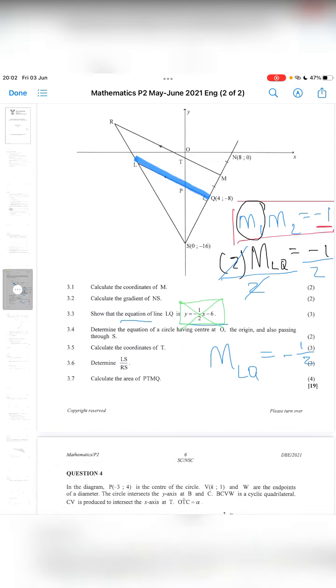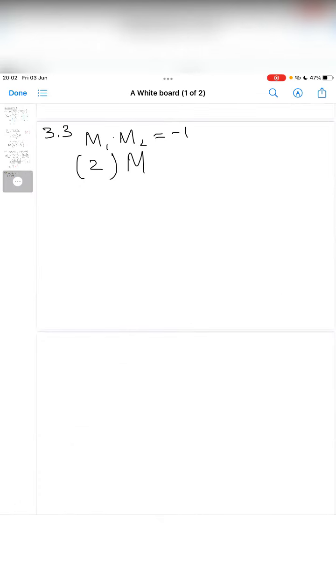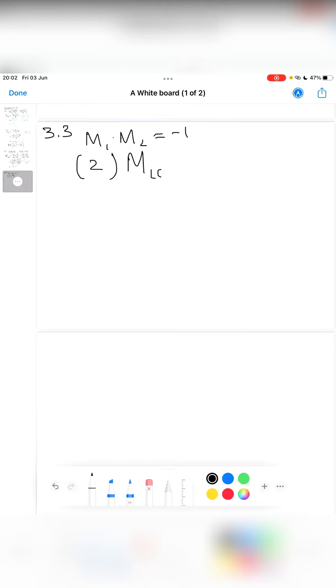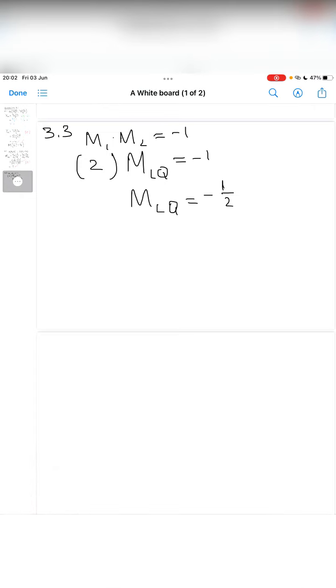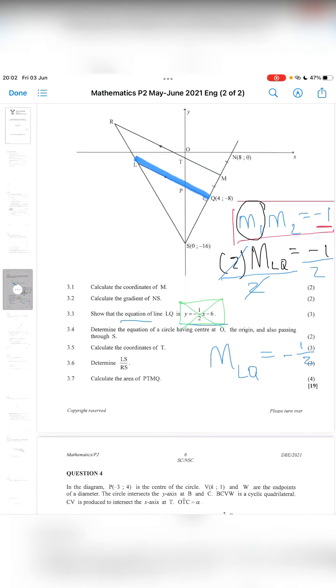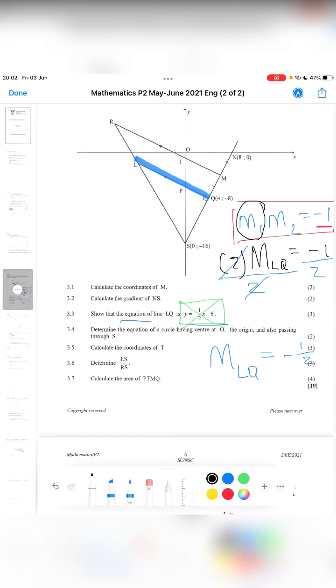Okay. So let's see. Remember, guys, we just calculated the gradient of which line? LQ. We did substitute that, and then we finally had the gradient of LQ being equal to -1 over 2. But remember, LB, what is the crux of the question? They said, show that the equation. So that means we must show that the equation of line LQ is equal to that. So what we have done is part of answering the question.